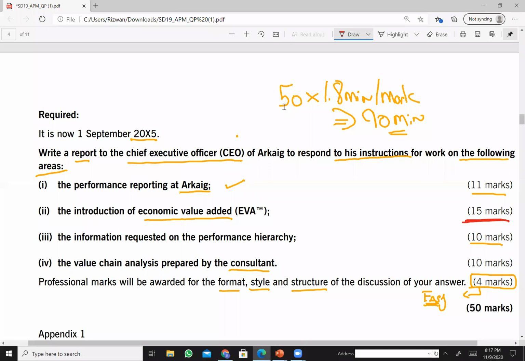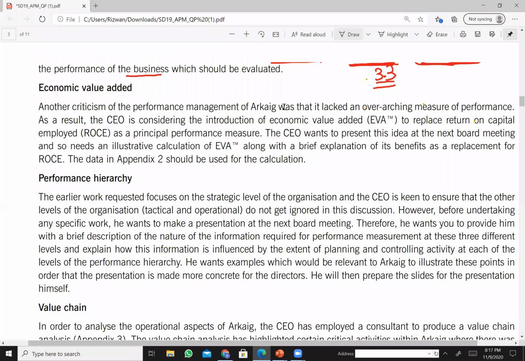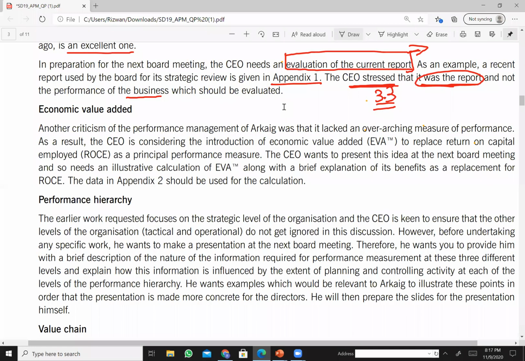So let's go to the respective paragraph and read what it says about EVA. The second paragraph says, another criticism of performance management was that it lacked an overarching measure of performance.